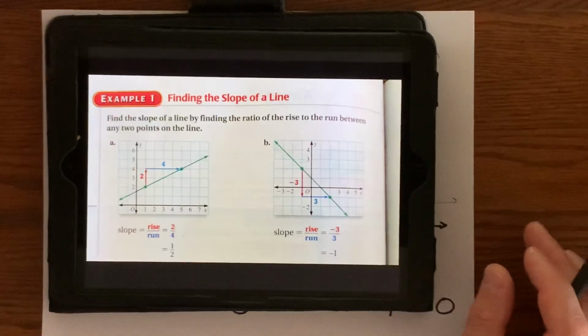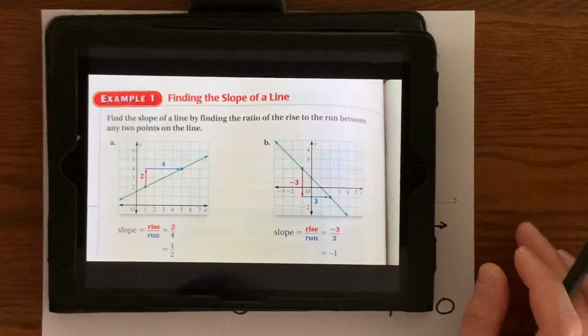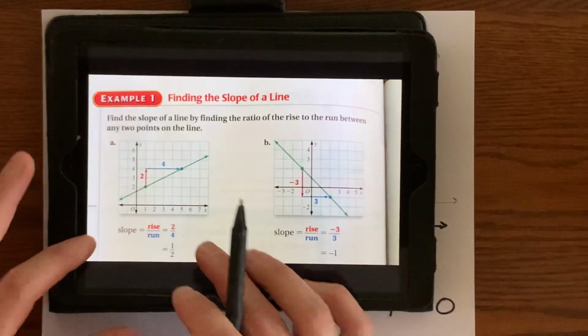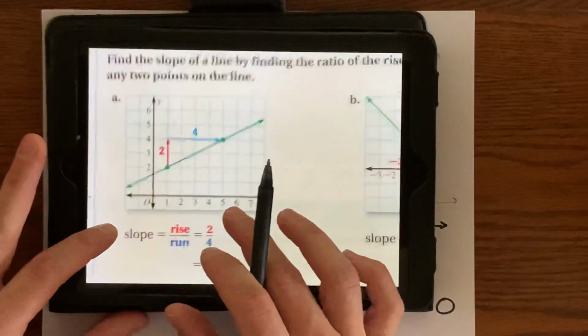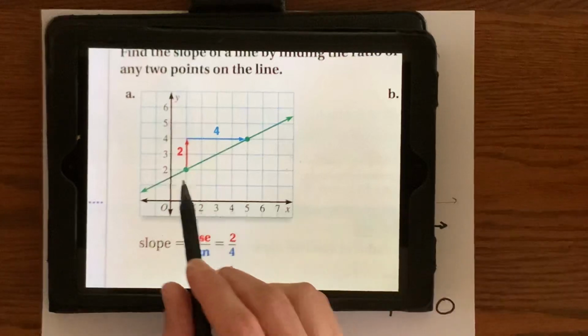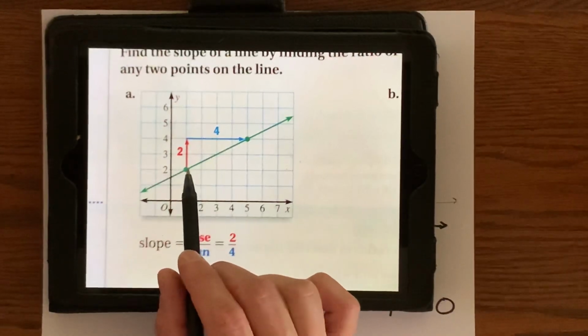Okay, let's keep it moving. The next concept I want to talk about is, how do you find the slope? If you're given a line and you need to find the slope, you find the ratio of the rise to the run between any 2 points on the line. You start with any point. In this case, the first point would be right here at 1, 2.